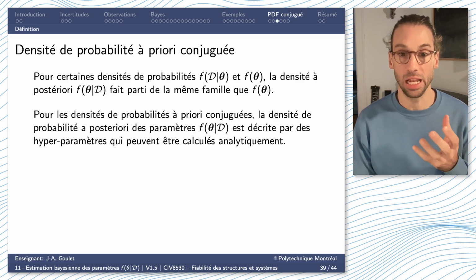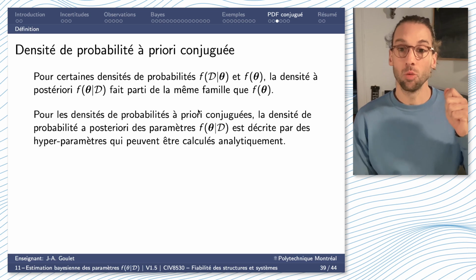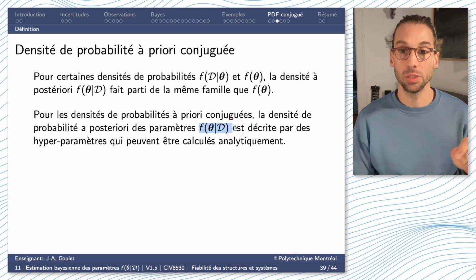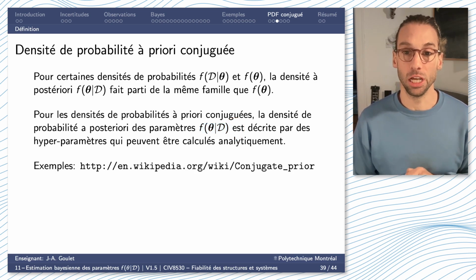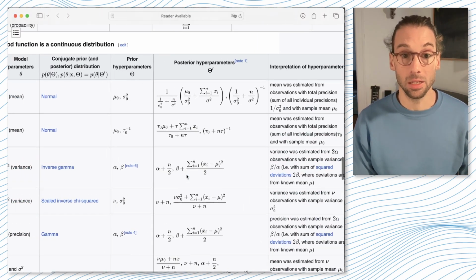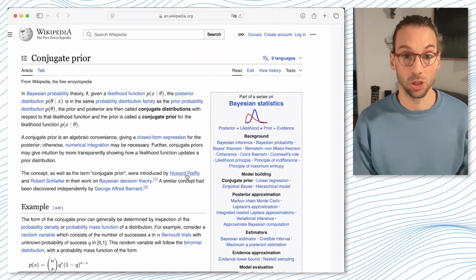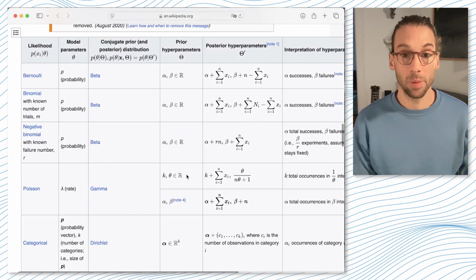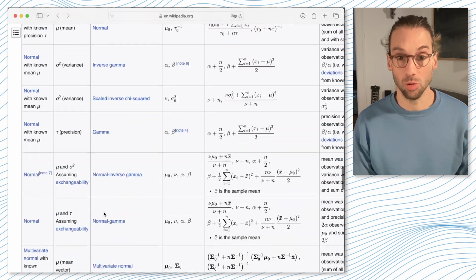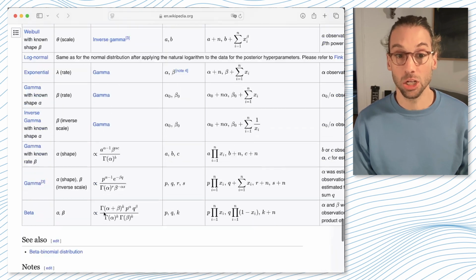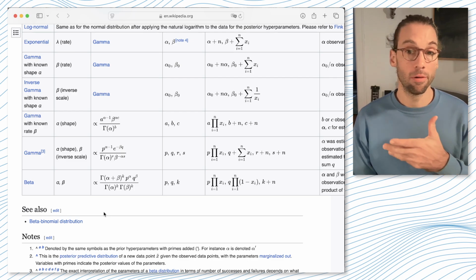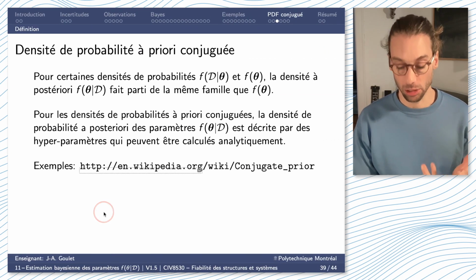So what does it allow us to do? We're going to be able to do Bayesian updating to obtain that posterior using a simple analytical formulation. If we go look on Wikipedia for conjugate prior, you can see a big compendium of all the possible cases of conjugate prior distributions that you can use, for which you can do Bayesian updating analytically at very low computational cost.